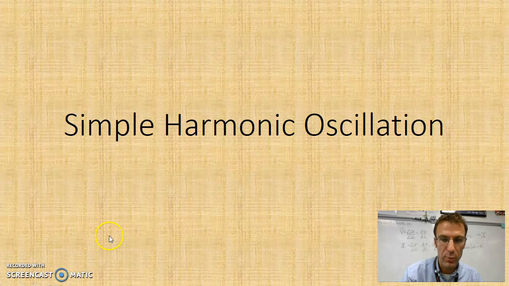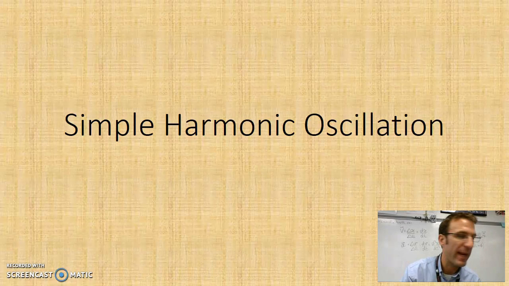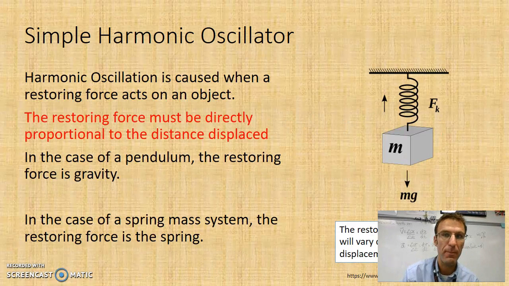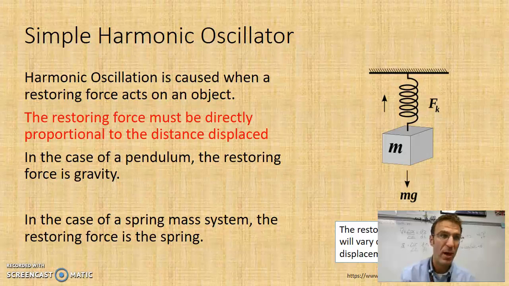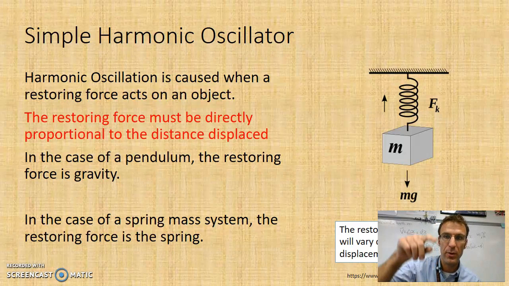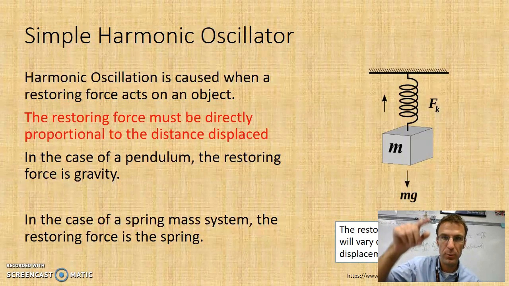Alright chaps, simple harmonic oscillation. Let's continue on from what we were talking about in class. Simple harmonic oscillation. Harmonic oscillation is when an object is basically going up or down, up or down, up or down, just like this spring is.